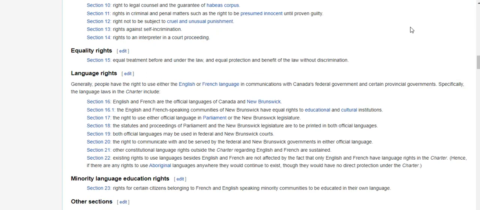Equality rights. Section 15, equal treatment before and under the law, and equal protection and benefit of the law without discrimination. Language rights. Generally, the people have the right to use either the English or French language in communications with Canada's federal government and certain provincial governments.